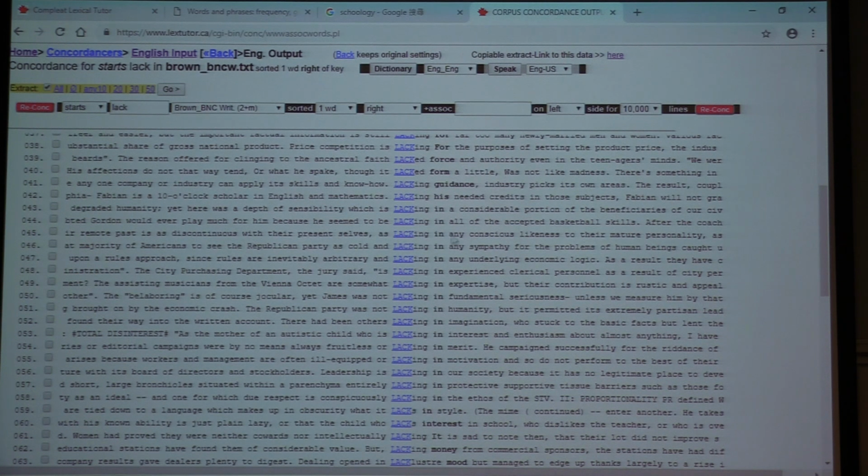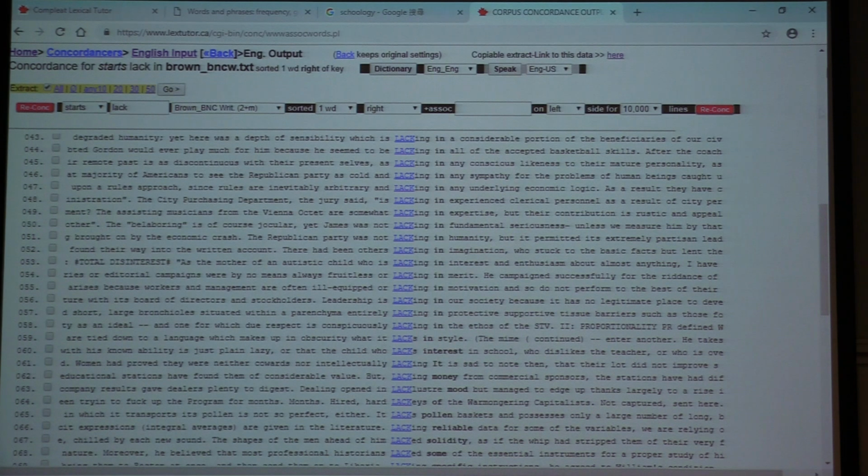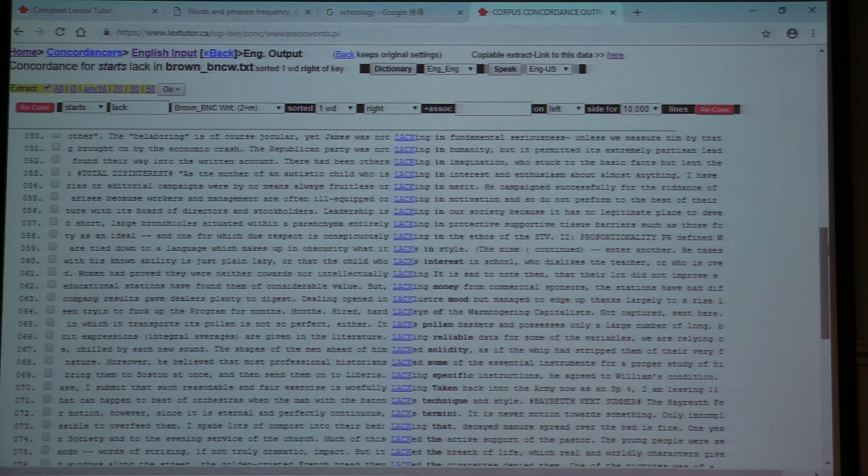Or lacking in something. Be lacking in. Can you see "be lacking in"? Is lacking in. Alright? So you can't say "is lack of." You have to say "is lacking in." Okay? Right? So sometimes you have to vary the search functions.